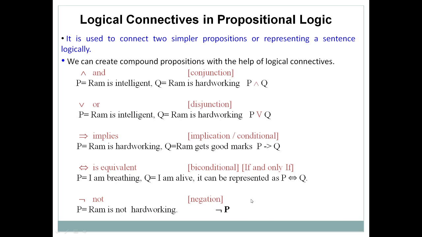So these are the five connectives used in propositional logic whenever we want to represent knowledge by using propositional logic. We make use of these five connectives to represent the atomic proposition as well as the compound proposition.